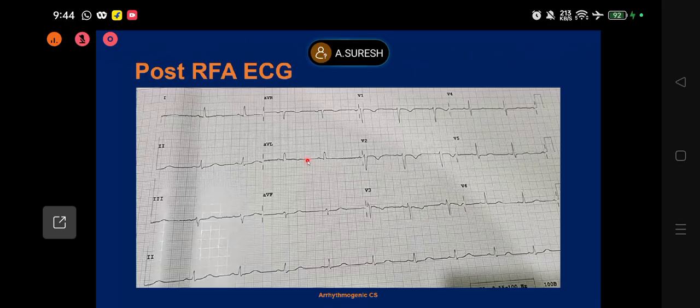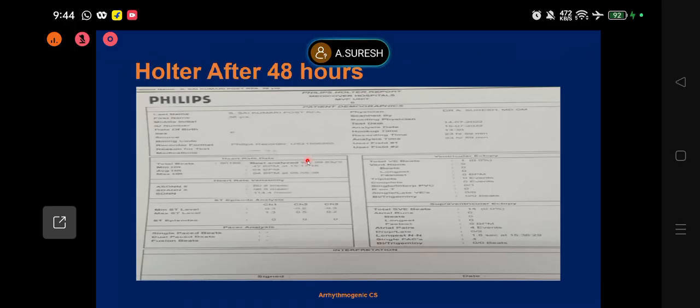Then post RFA ECG, she didn't have any VPC. Then Holter was also done. There were no VPCs, and ejection fraction improved.